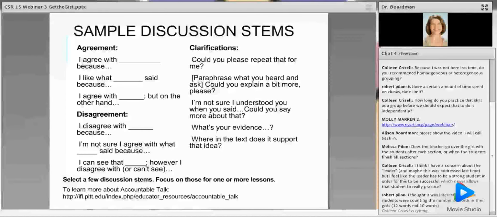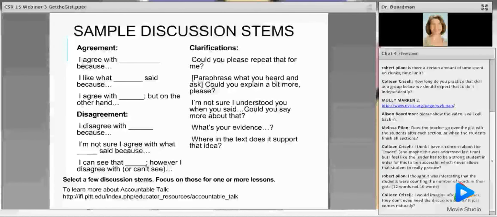Maybe your kids are so focused on sharing that they're not really giving each other good feedback. So one thing for them to be thinking about is saying something like, "I disagree with Allison because," or "I'm not sure I agree with that because." So that's pushing them to disagree in a friendly way.